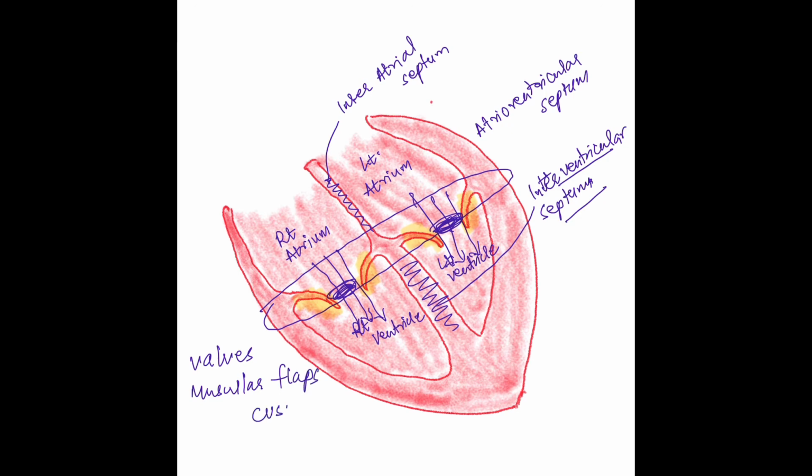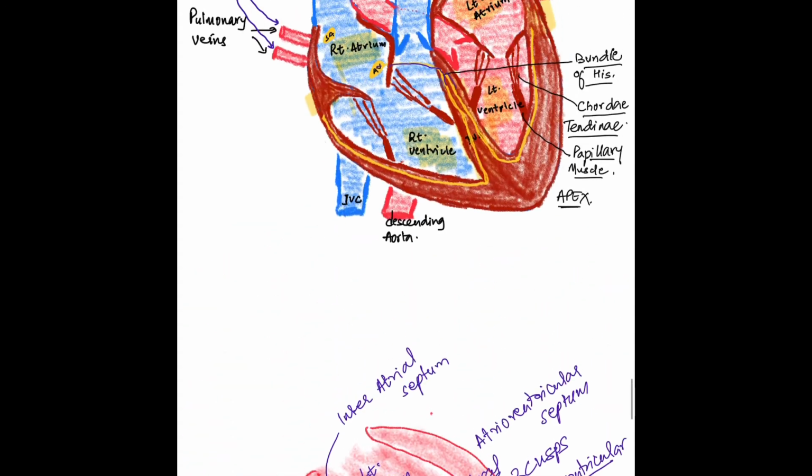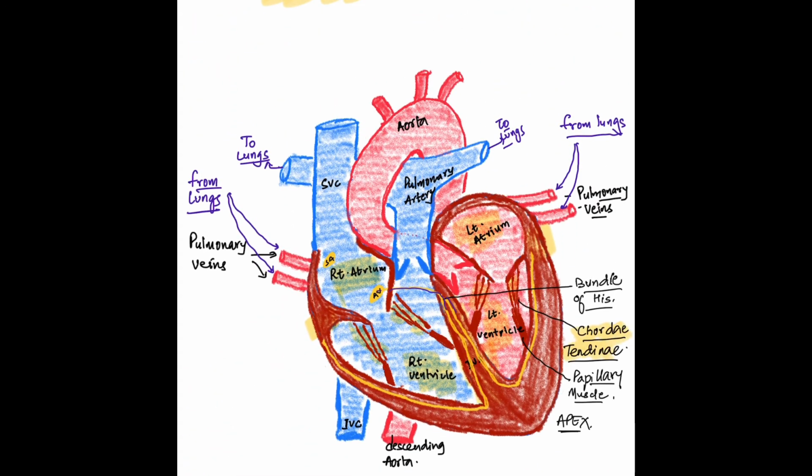The valve between the right atrium and the right ventricle has three flaps or three cusps, and it is called the tricuspid valve. And the valve between the left atrium and the left ventricle has two cusps, and it is called the mitral valve or bicuspid valve. These cusps are attached to fibrous bands called chorda tendinae.